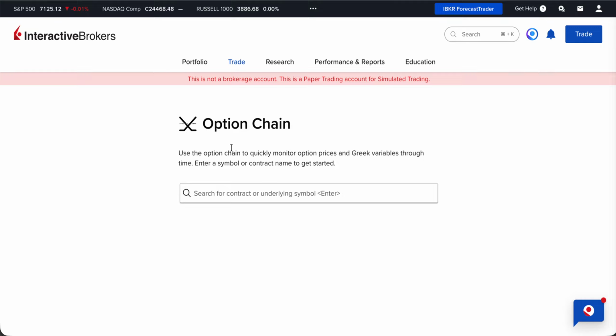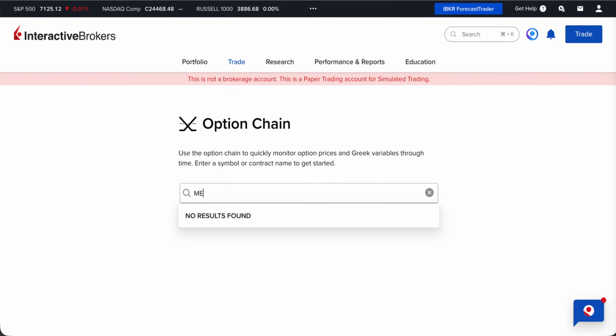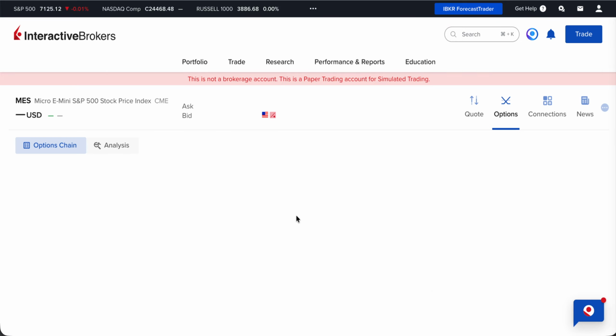So we click on trade, we click on option chains, and we're going to type in MES here. You're going to see a number of ones that show up, but it's the micro E-mini S&P stock price index. That's the one we're looking for here.